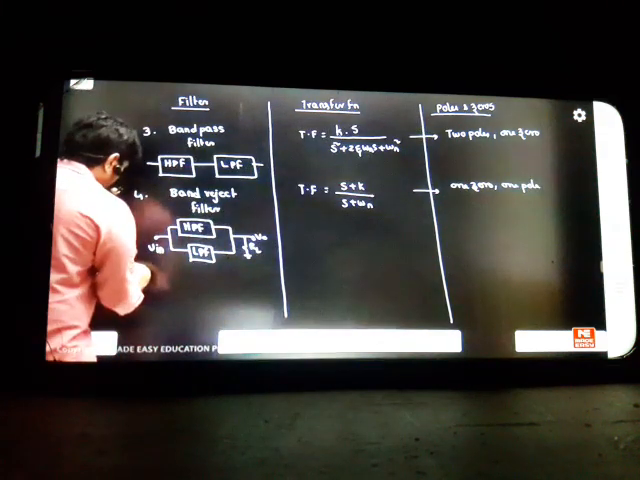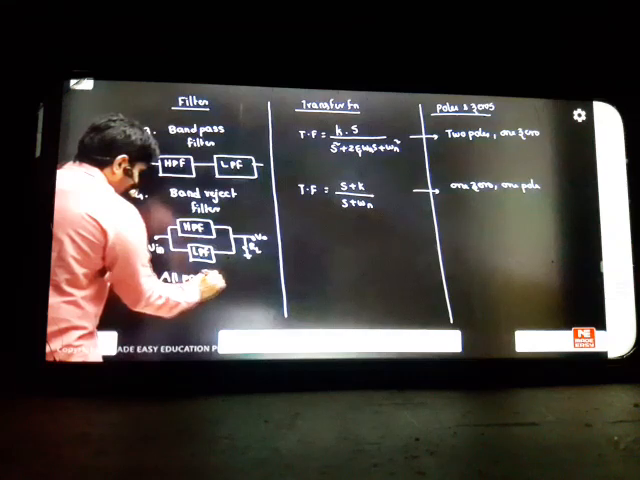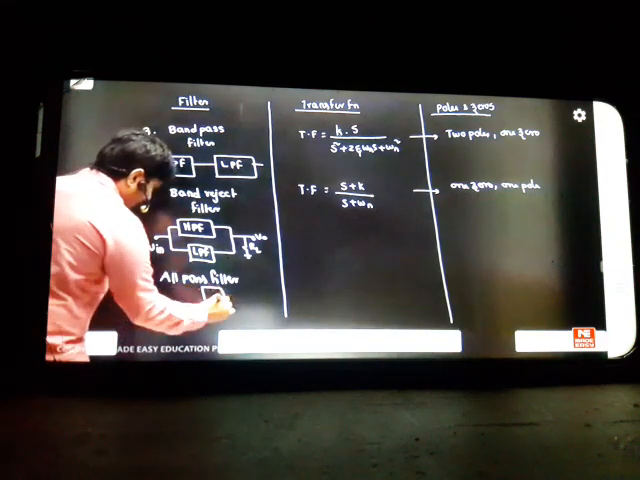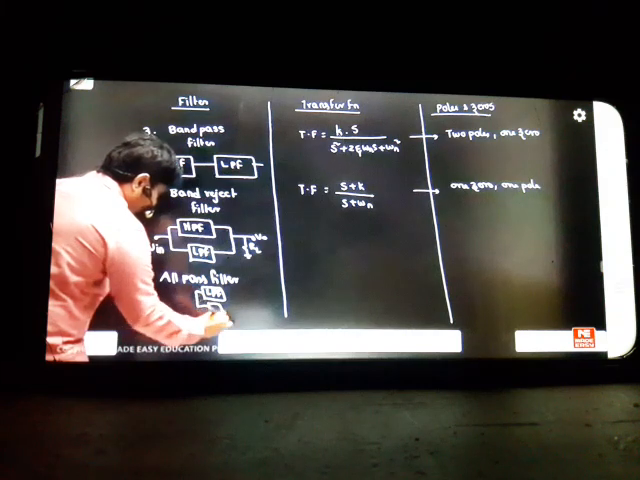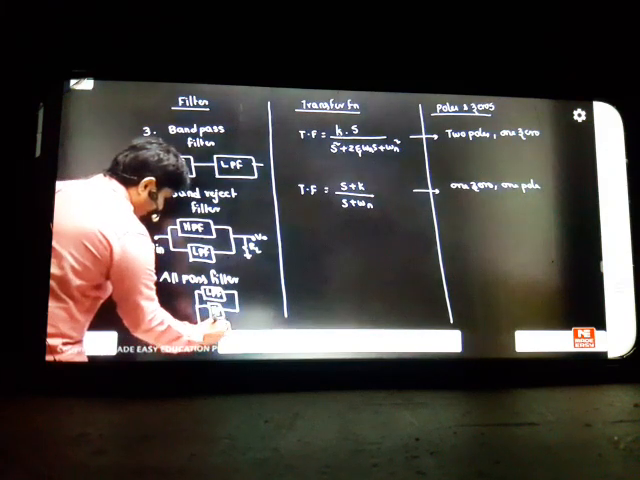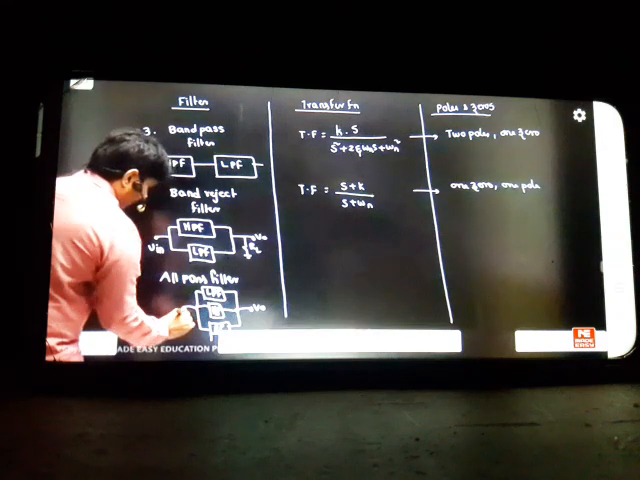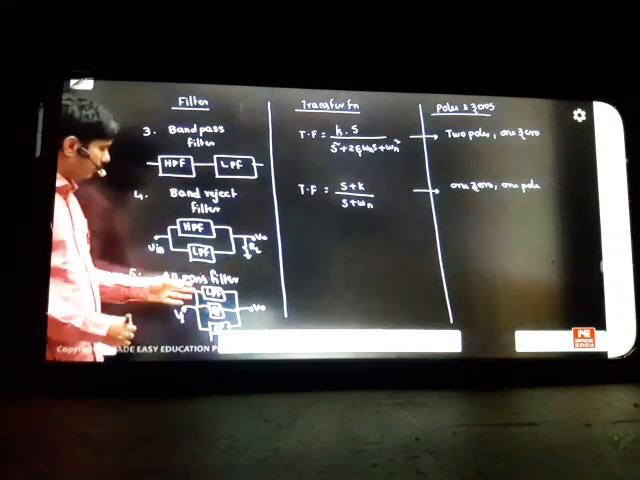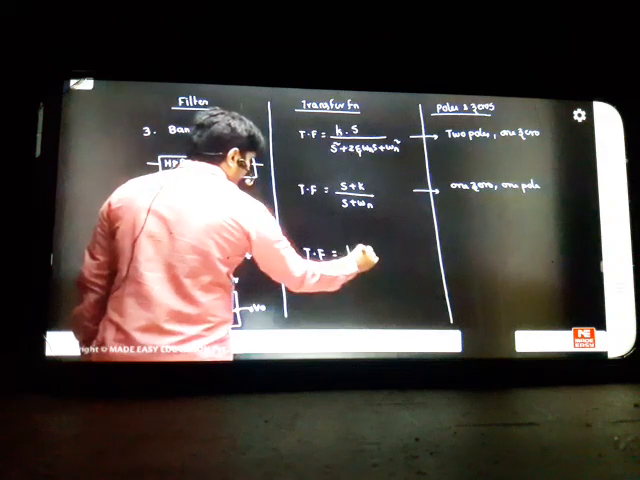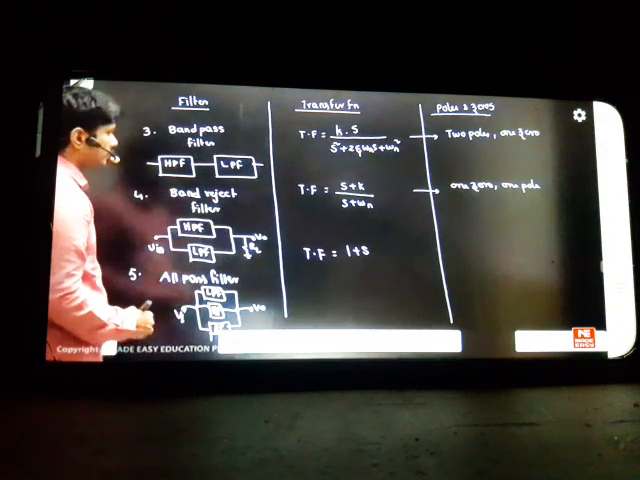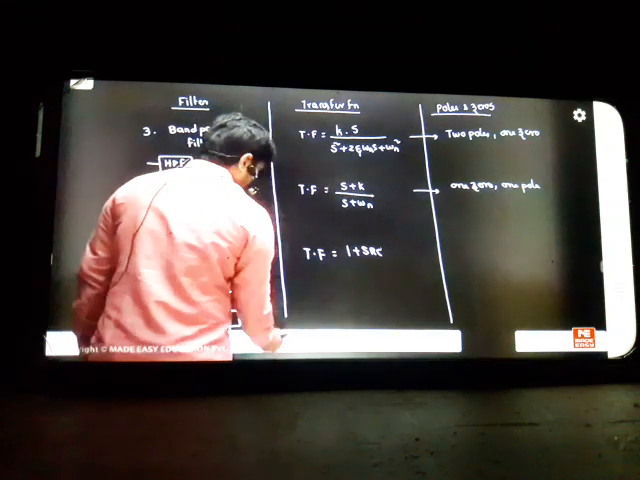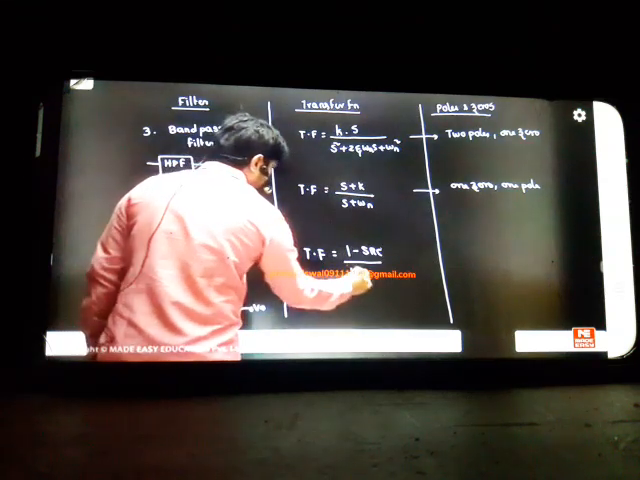The last one we have is the all pass filter. This all pass filter is a combination of 3 filters: low pass filter, high pass filter, and band pass filter. So 3 filters we have to add. If you add all these 3, you will get the all pass technique, which comes to be 1 plus s into RC. I think a negative sign will come here. 1 minus sRC by 1 plus sRC.